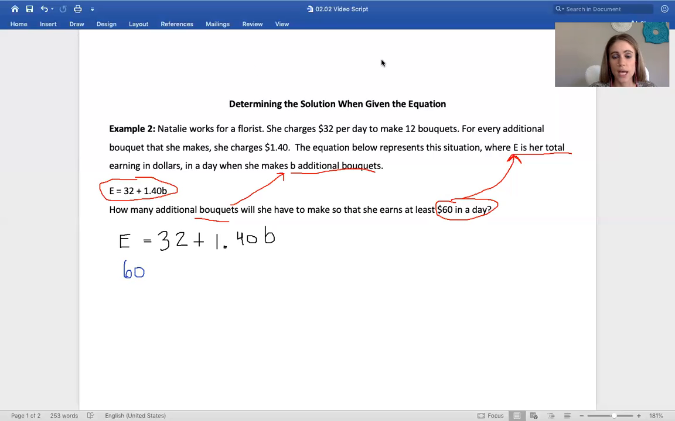But everything else about your equation stays the same because she still charges that $32 plus $1.40 for each additional bouquet. Now we only have one variable in the equation, so we can solve and find our answer. We can solve and find how many bouquets she needs to sell to make that minimum of 60 bucks.